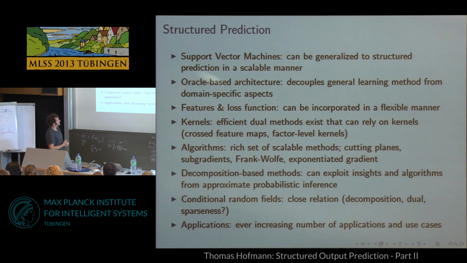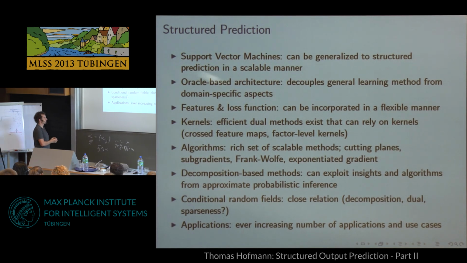There's, of course, this relation that I tried to point out to conditional random fields, in particular if we look at this case where we have a decomposition. There's a question, of course, that with conditional random fields sparseness is always an issue. So maybe we can talk about that in the discussion, and also what the advantages of the hinge loss approach are.